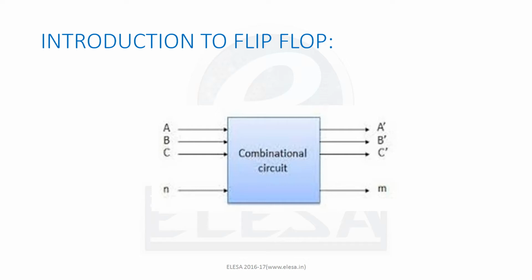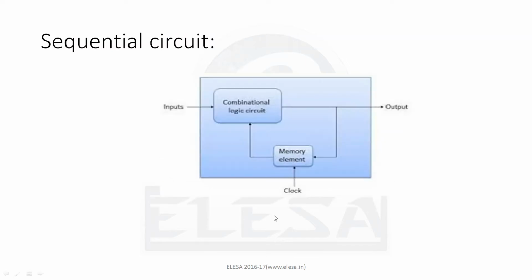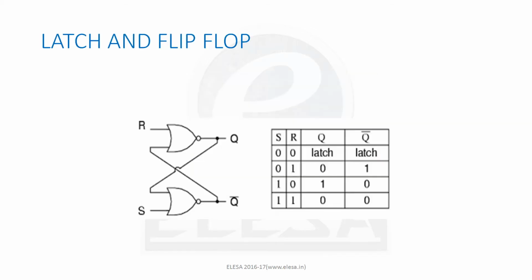Now, what's a sequential circuit? The sequential circuit has a memory element attached to the circuit. Output depends on input as well as the memory element. This is the difference between combinational and sequential circuit. And let me remind you again, flip-flop is a sequential circuit. It has two outputs which are complements of each other. Now let's have a look at the difference between latch and flip-flop.